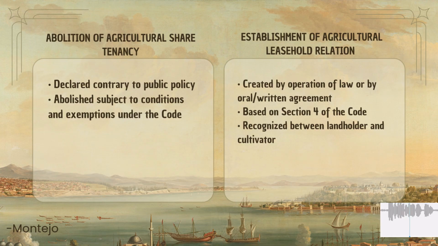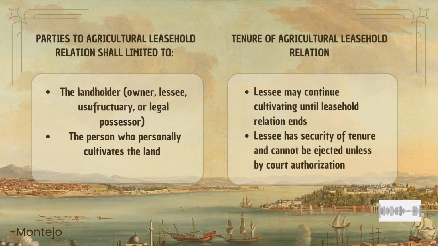Establishment of agricultural leasehold relation. Under this law, the agricultural leasehold relation can be created by law or by agreement, either oral or written. This relation is based on Section 4 of the Code, and it officially recognizes the relationship between a landholder and a cultivator or farmer.